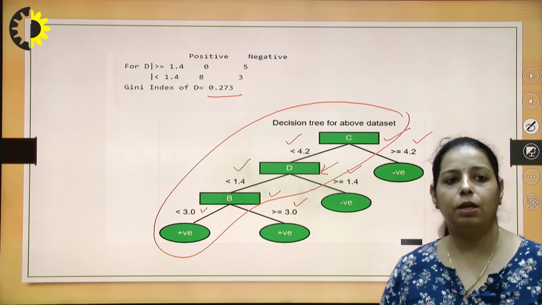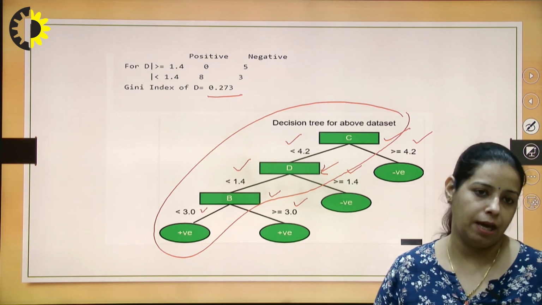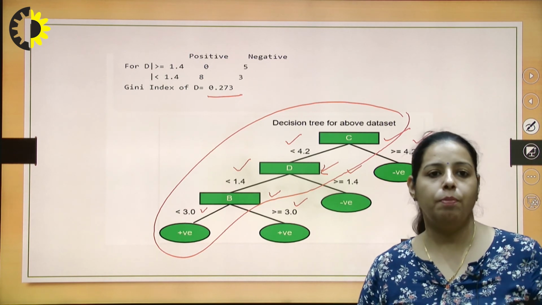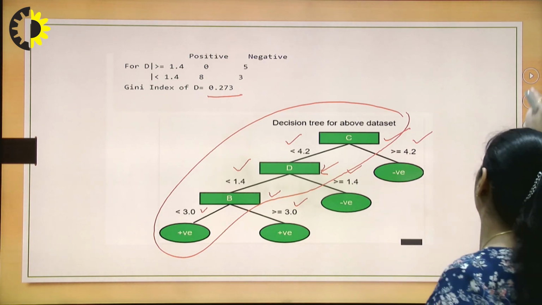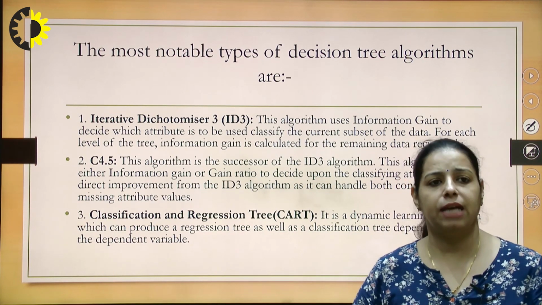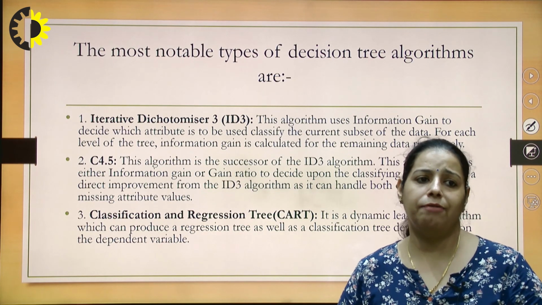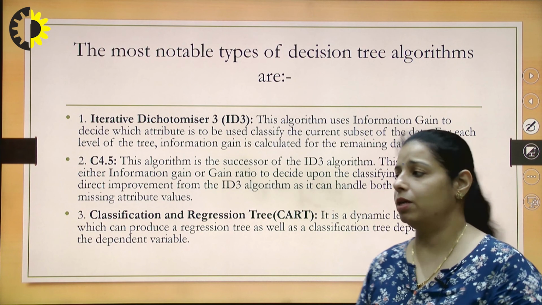So these are the two techniques. One is called the Gini index, another is called the information gain, with the help of which the decision tree is formed. They are the two main building blocks of the decision tree. There are further categories of decision tree also. One is the iterative dichotomizer tree, ID3. Another is C4.5. And the last one is the classification and regression tree, also known as CART.